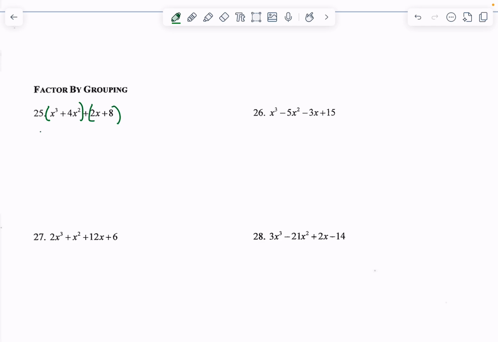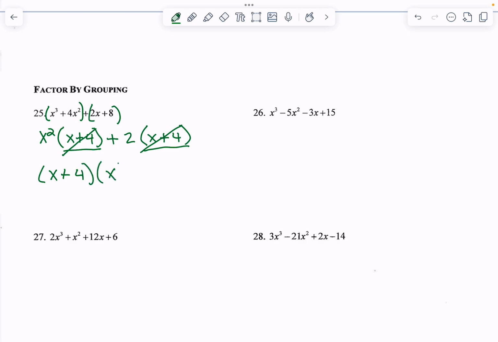So on this side, we have a common factor of x squared, and when we divide, we have x plus 4. On the right side, we have a common factor of 2, and when we factor that out, we have a factor of x plus 4. Okay, so now we have a common factor of x plus 4 and x plus 4. We could take this out, and we'll add what's left over together. So this is x plus 4, and this would be x squared plus 2.